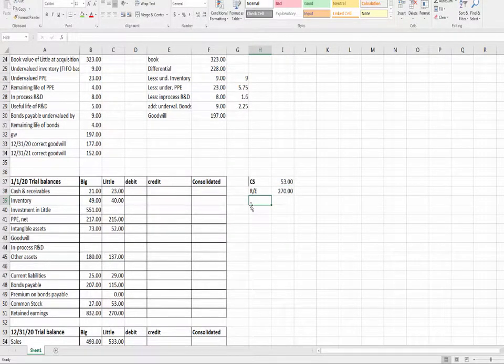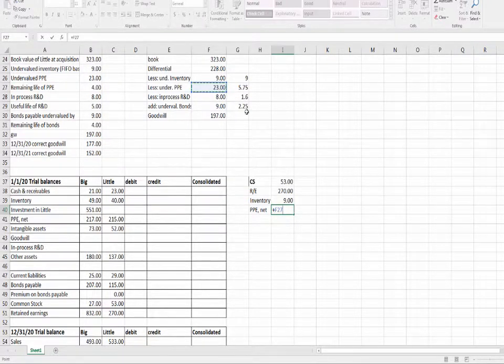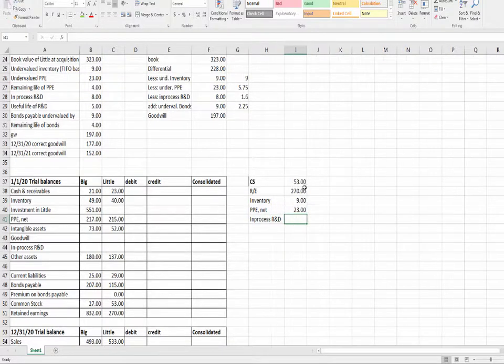And now I've got my differential assets. Inventory was undervalued, so I'm going to go ahead and add to my inventory, $9. Property, plant, equipment net was undervalued by 23, so I'm going to add my 23. In-process R&D needs to be valued at 8. Now again, these three were subtracted. This one's going to be added, so it's going to be treated in the opposite fashion.